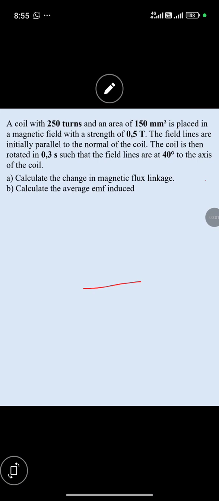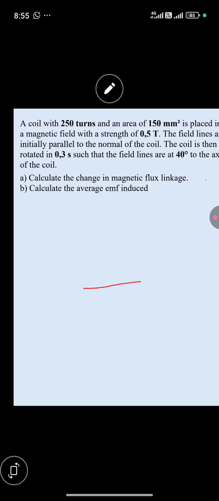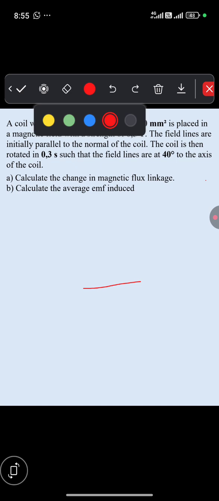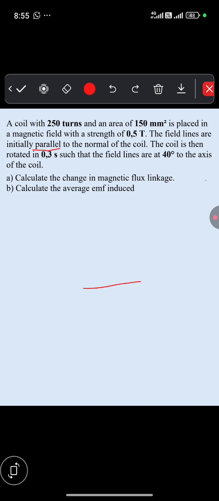Let's look at this one here. We say a coil with 250 turns, and the area of that is placed in a magnetic field of that strength. Then the field lines are initially parallel to the normal. The coil is then rotated in 0.3 seconds such that the field lines are at 40 degrees to the axis of the coil. Calculate the change in magnetic flux.